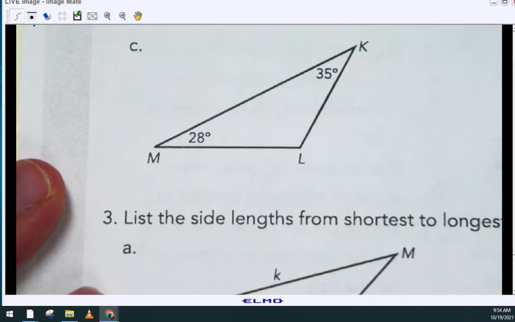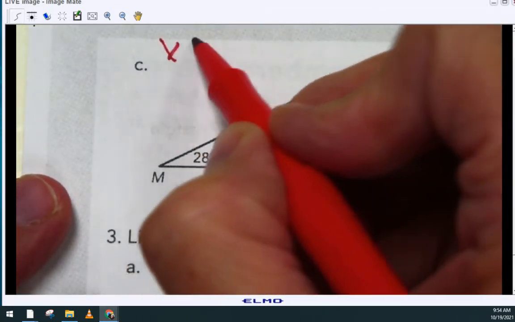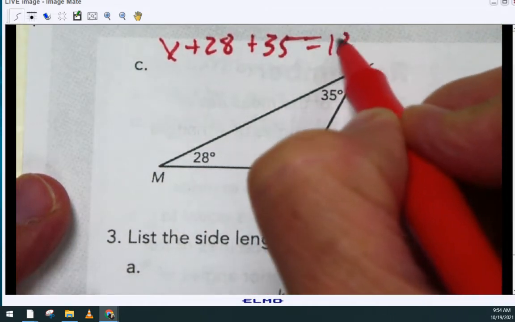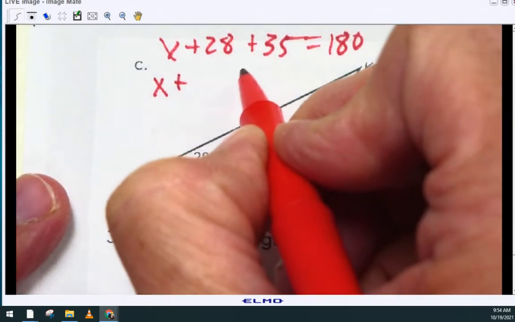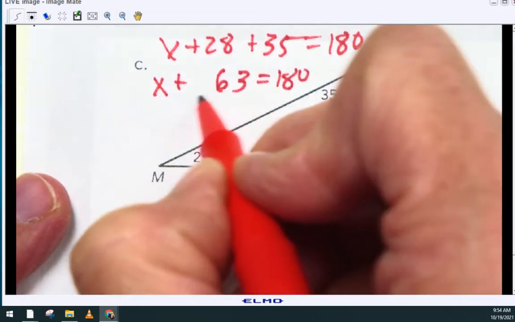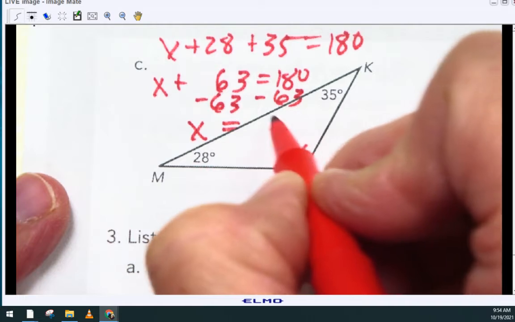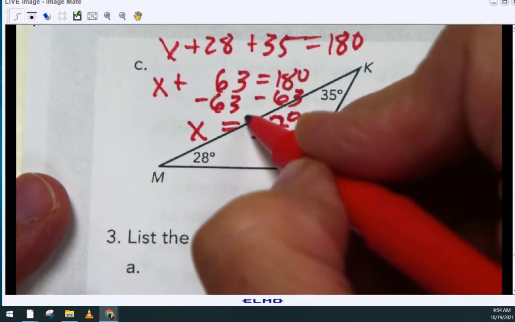Again, these angles are inside of the triangle. So I take x plus 28 plus 35, and they equal 180. So that gets me x plus 63 equals 180. Subtract 63 from each side of the equal sign, and I get x equals 137.